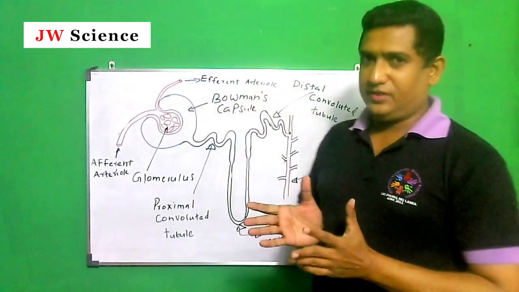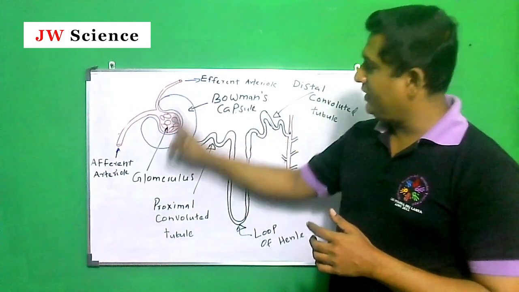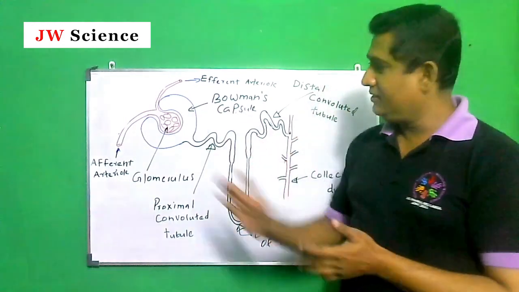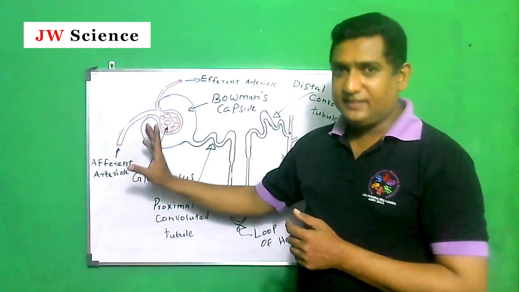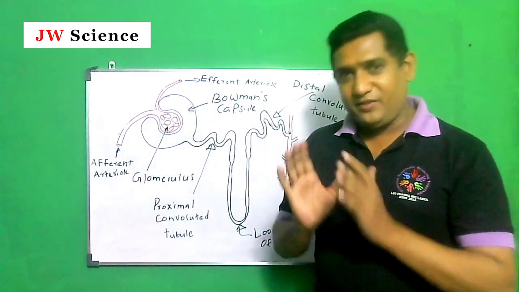Both are arterioles, right? Not a venule here. This is an arteriole. Again, this is an arteriole. The difference between these two arterioles is that the diameter of the afferent arteriole is higher than the diameter of the efferent arteriole. So what will happen as a result?